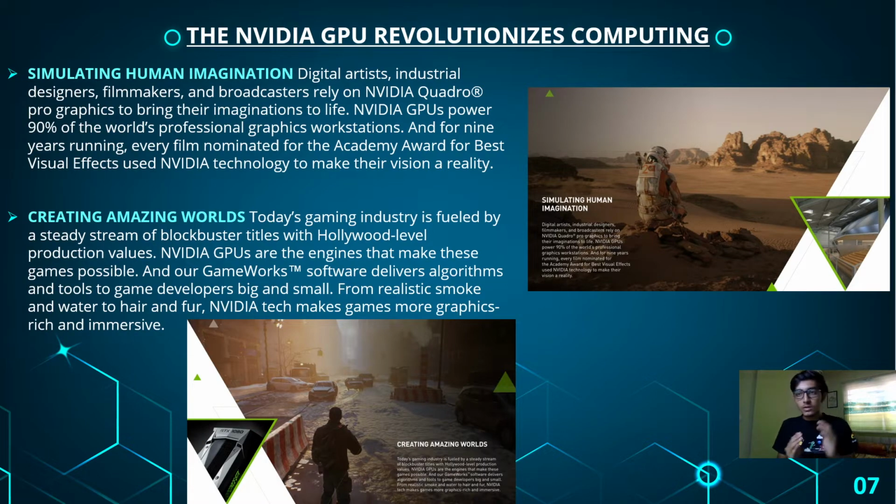So coming to a follow-up of the motivation which was discussed before, like how artificial intelligence and AI in cars are used. The NVIDIA GPU revolutionizes computing, and it revolutionizes the modern world also. All the gamers should know how simulating human imagination is used, how creating amazing worlds, how the different NVIDIA components like Quadro, GPUs, and everything have done remarkable work in creating the open worlds in games, for visual effects, for NVIDIA technology to make a vision a reality.